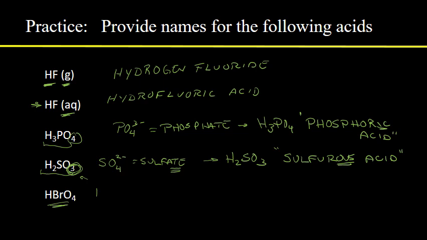All right, and the last one here, HBrO4, again, that's an oxy acid. So we need to think about the ate form for the bromine oxyanion. The ate form is BrO3-. So we can see that we've added one oxygen, so we're going up one step in that table that we had before.